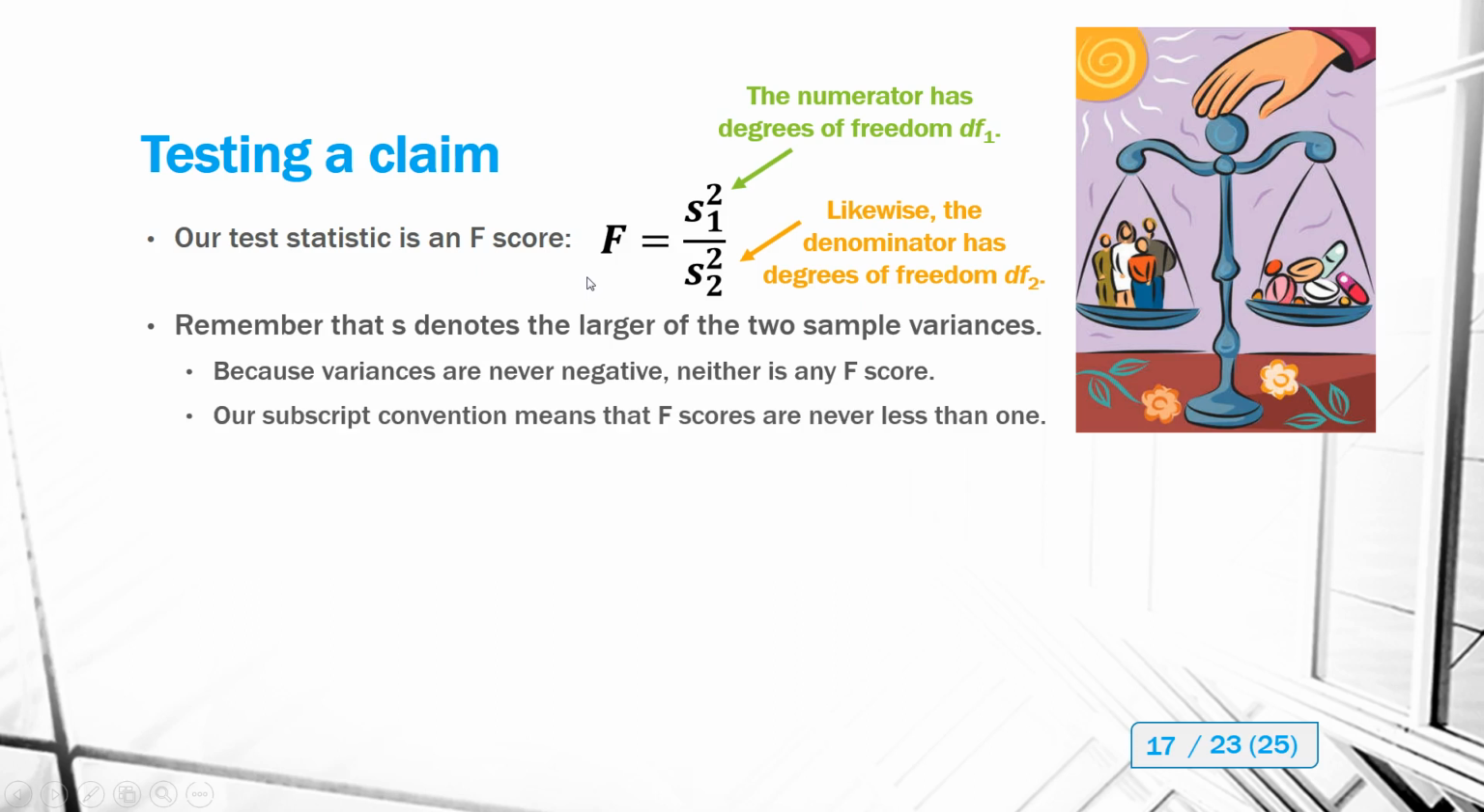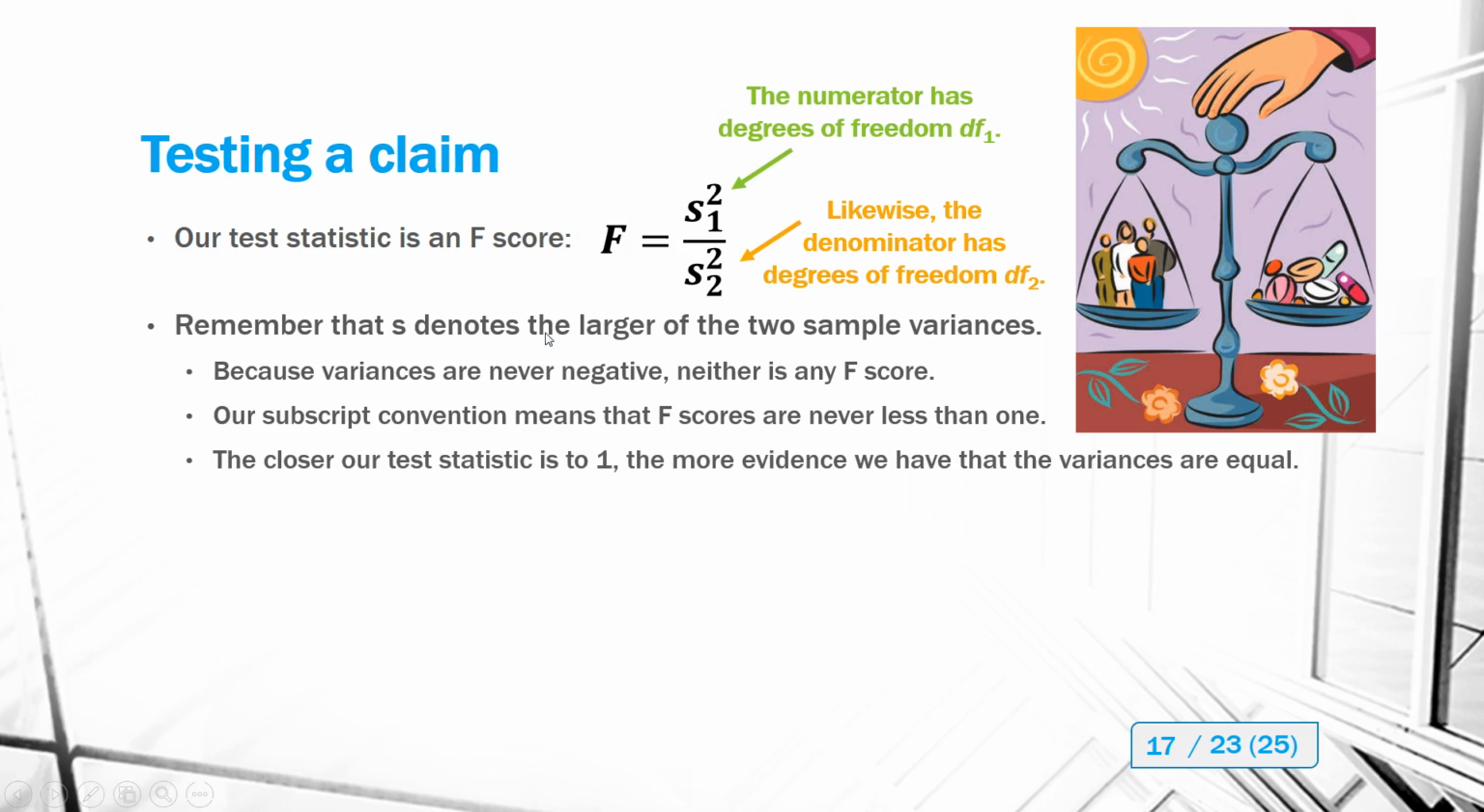Our subscript convention also means that F-scores are never less than 1. Think about it. If the bigger number always goes on top and the smaller number always goes on the bottom, when you take a bigger number and divide it by a smaller number, you're always going to get something greater than 1. Now, it is possible that the F-score could be equal to 1. In that event, you have equal variances between your samples. That is a very rare occurrence in the real world. It almost never happens. And so you're typically going to see one sample variance greater than the other. So take the bigger one, put it on top. You're going to get a number greater than 1 whenever you calculate your F-score according to this equation.